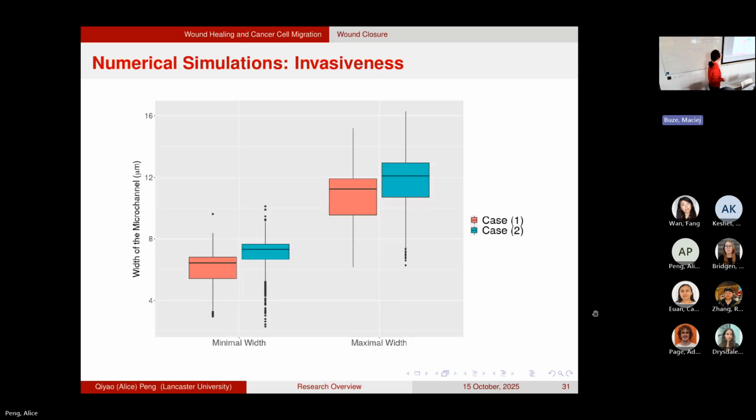We also checked the invasiveness, comparing single cell migration and the cell doublet, by checking after each simulation what the damage to the channel is. And as you can see, for the collective cell migration, the channel width is significantly larger than if there's only one cell migrating.